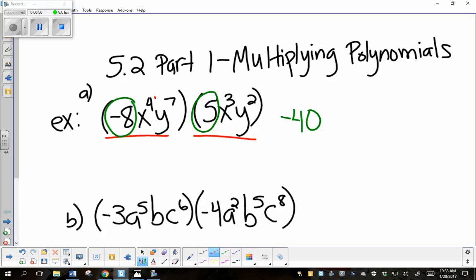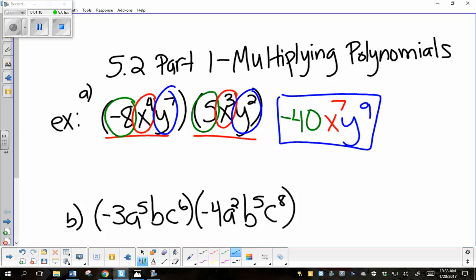So on this one, we got x to the 4 times x to the 3. And remember, we're multiplying, so we add those exponents up. So that's x to the 7. 4 plus 3 is 7. And then on our last term, we've got y to the 7 times y squared. So that's y to the 9 because we add up the 7 and the 2. And that's it. We're done simplifying because there are no other like terms.